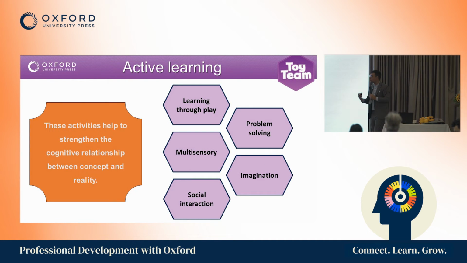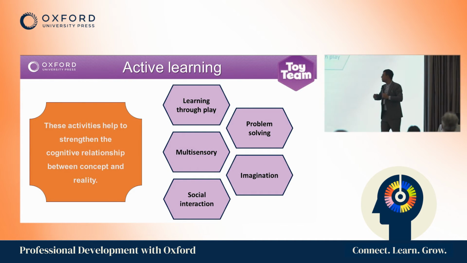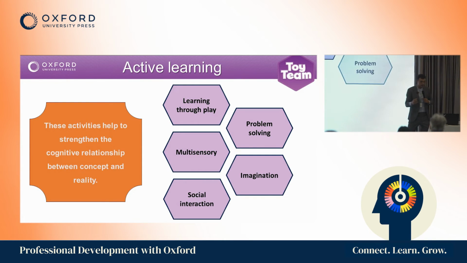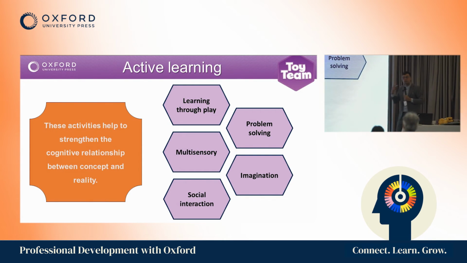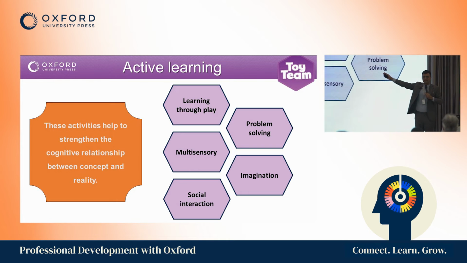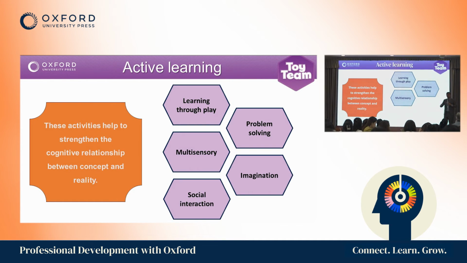So it helps to strengthen the cognitive relationship between concept and reality. And learning through play, the problem solving. Oh, an S doesn't have an arm there. Something like that. Your legs too long. Put them in like that. It's multisensory, they're using all of their limbs, all of their senses. They're being imaginative, they're imagining the letter shape and then problem solving to make it, and it's a social activity.